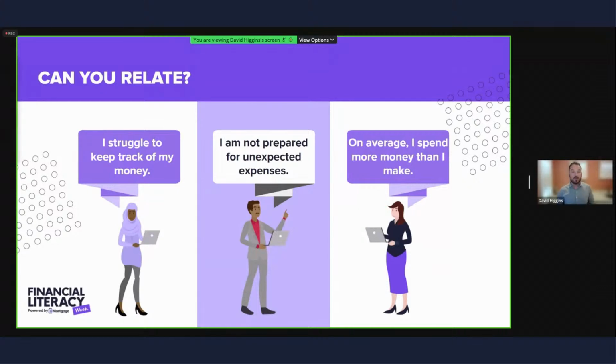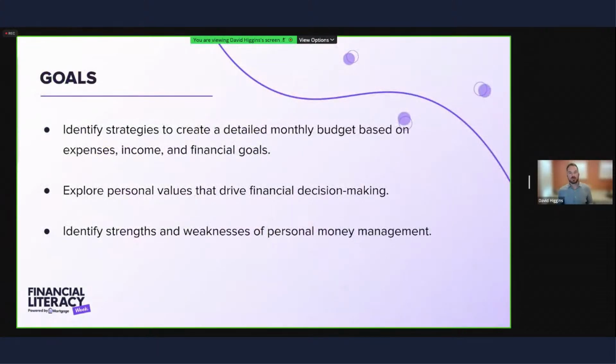Before we get into any particulars, let's look at the goals for our particular session. What are we trying to achieve here? Our main goal today is to identify some strategies that will help you track your income and track your expenses, as well as some strategies to help you find and use data, things that are already at your fingertips, to help create a budget that works personally for you.